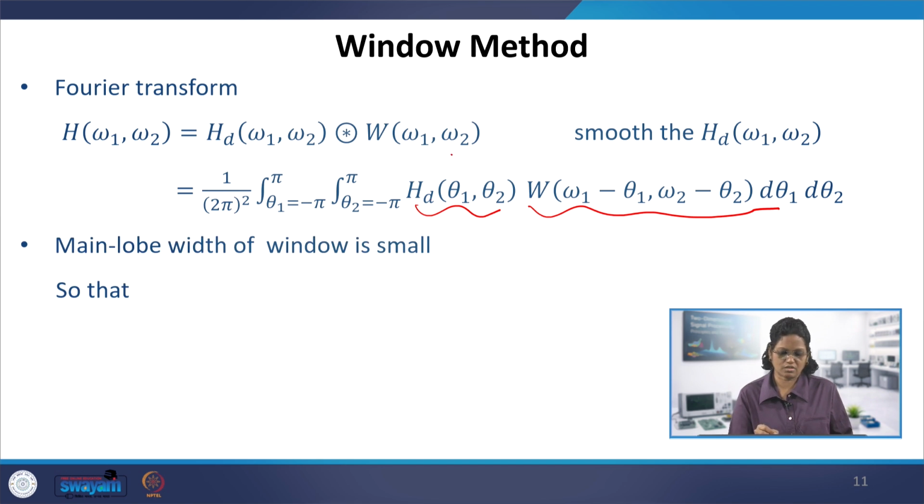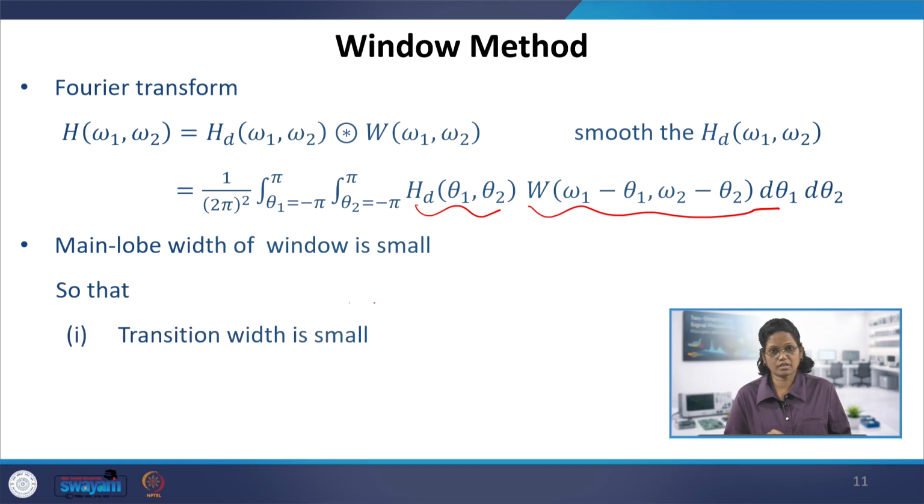What are the characteristics we learned from the 1D window functions? The same thing is applicable here also for the 2D window functions. The main lobe width of the window should be small, so that the transition width of the designed filter will be sharper, that is, small. The main lobe width and the transition band are proportional. If you want the main lobe width small, you should have the window length high, so a longer window.